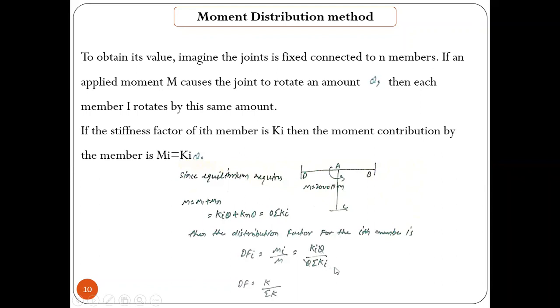Ki by the sum of ki means that if you want the distribution factor for AD, it is the stiffness factor of that member divided by the total stiffness. What is the meaning of distribution factor? Distribution factor is nothing but the stiffness of the member divided by the total stiffness. So that will be your DF, or distribution factor.